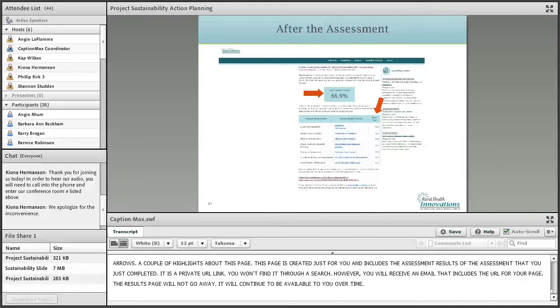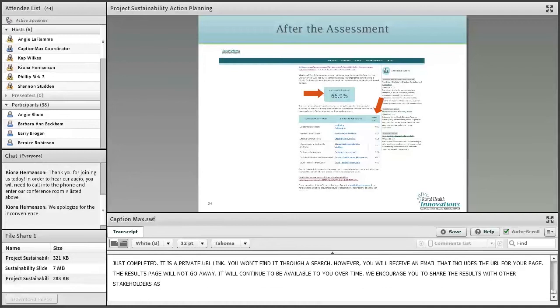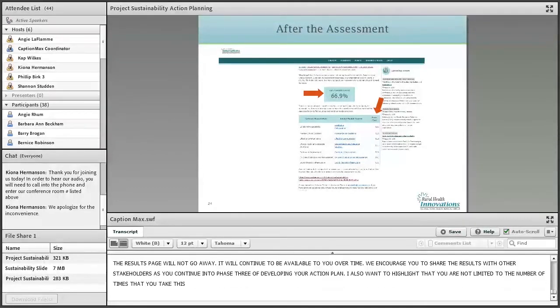We encourage you to share the results with other stakeholders as you continue into phase 3 of developing your action plans. I also want to highlight that you're not limited to the number of times that you take this assessment. Each time you complete the assessment, you will be provided with a unique results page and a URL for that page.